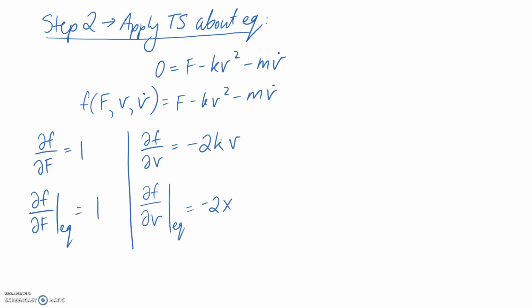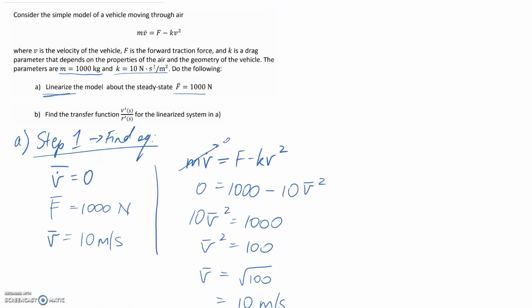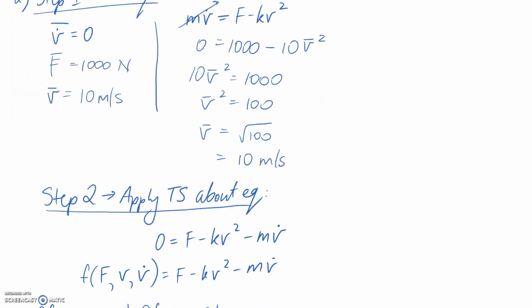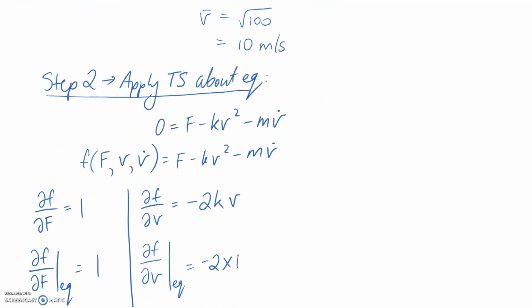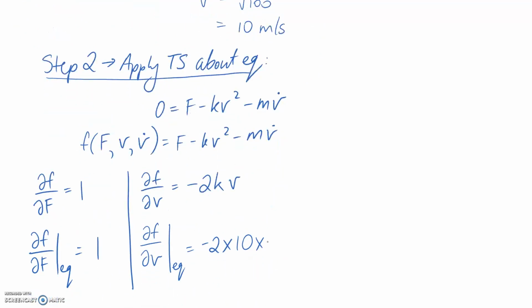So 2 times k. We were given that constant back up the top here, it was equal to 10. And then the other thing we needed was our velocity at our equilibrium position, and we solved for that a moment ago. We decided that it was 10 meters per second. So popping that in, that works out to, I think, -200 for the derivative at that point. So we have one left to go, which is taking the derivative with respect to our third variable, which is v dot.